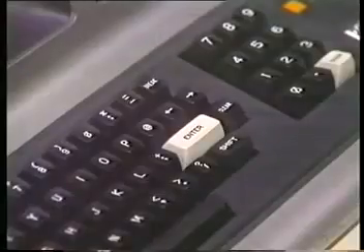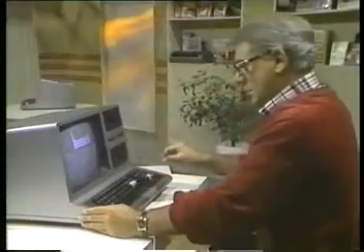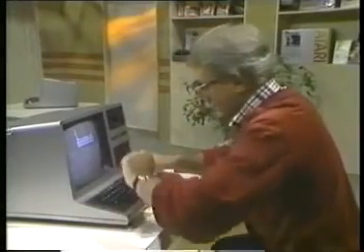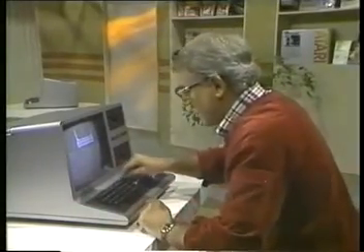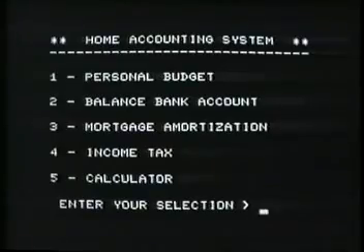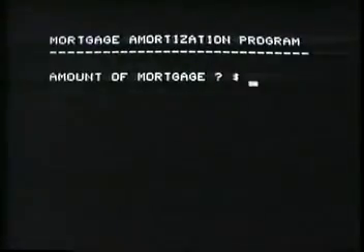And then press return? Actually, on the Radio Shack, you press a key marked enter, but it's the same. Oh, here it is. Now type the time. Okay. Enter. Here we go. Home accounting system. 1, personal budget. 2, balance bank account. 3, mortgage amortization. That's what I'll try. Okay, let's type 3. Enter.